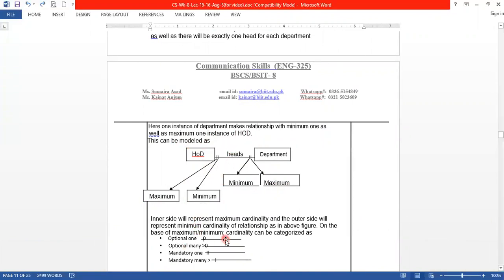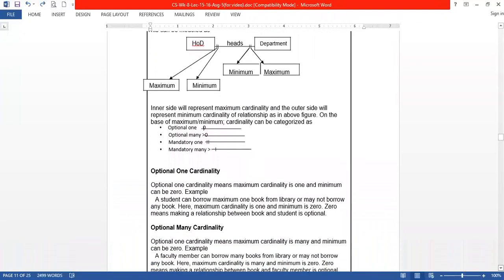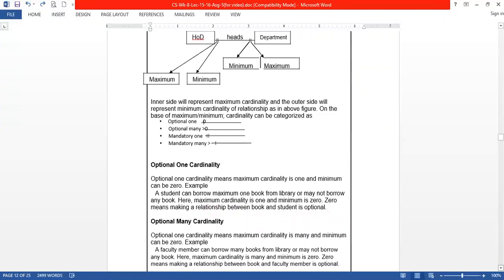These are the different symbols: optional one, optional many, mandatory one, mandatory many. These are the symbols that we can use for optional one cardinality, which means maximum cardinality is one and minimum can be zero. So, जिसको हम कहते हैं one and zero. A student can borrow a maximum of one book from the library and may not borrow any book, that is optional. हम इसको zero के point of view से लेते हैं. The relationship between the book and student is optional.